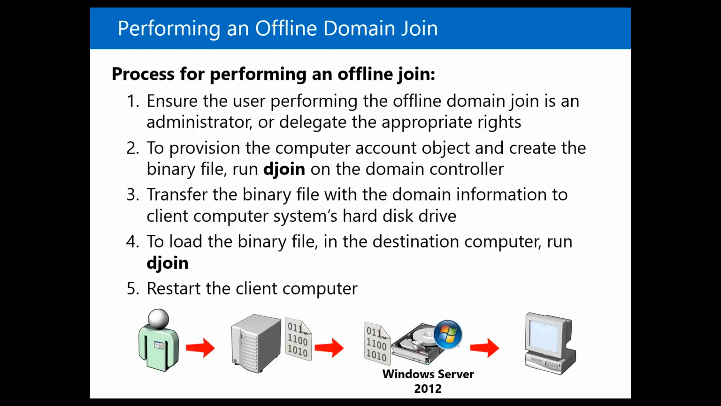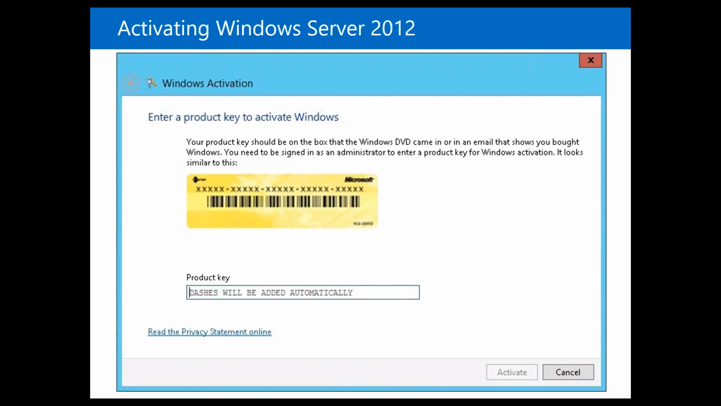You can also offline join to a domain. All you have to do is use the djoin commandlets. I'm pretty sure most of you are familiar with dcpromo.exe. Yes, you can still use it. If not, you can use djoin. You know, I like to call it djoin. And you can just use this commandlet to join to the domain.